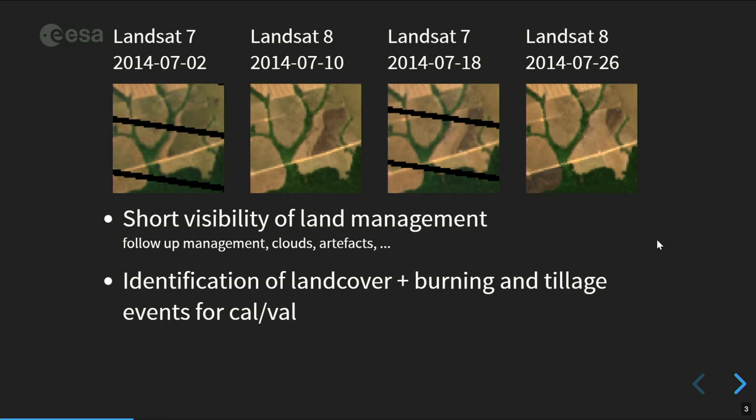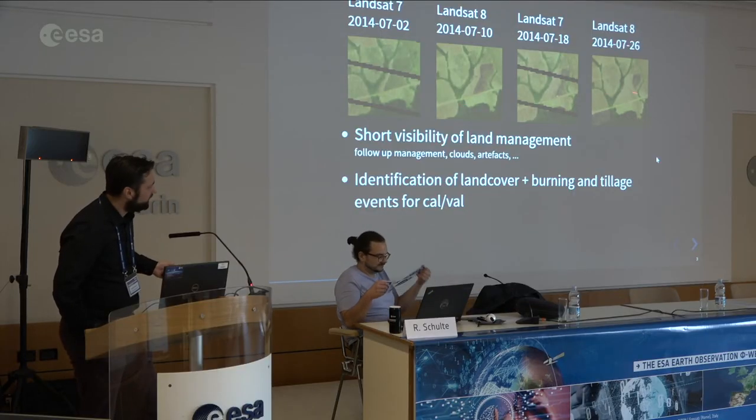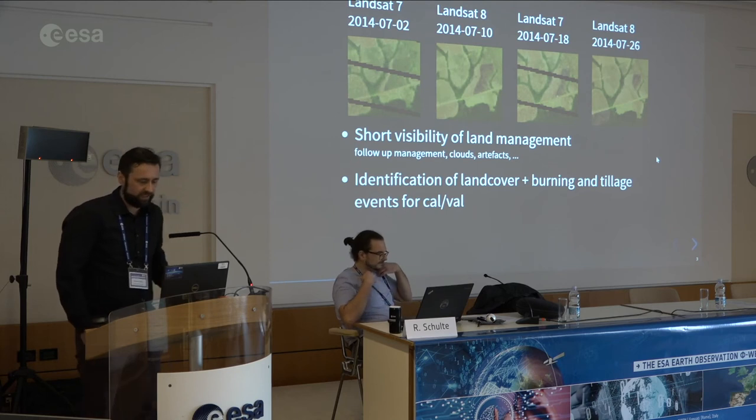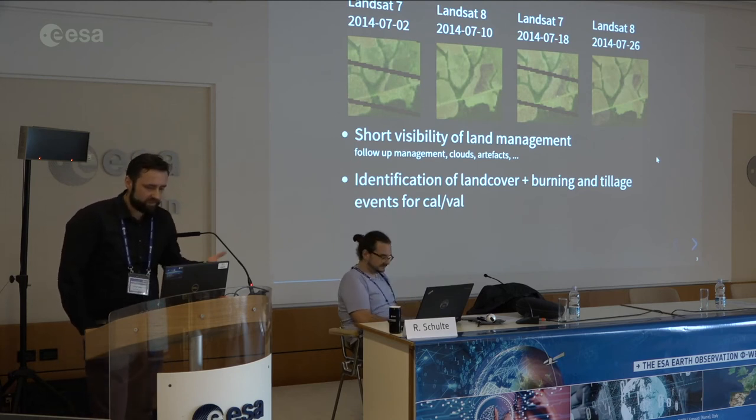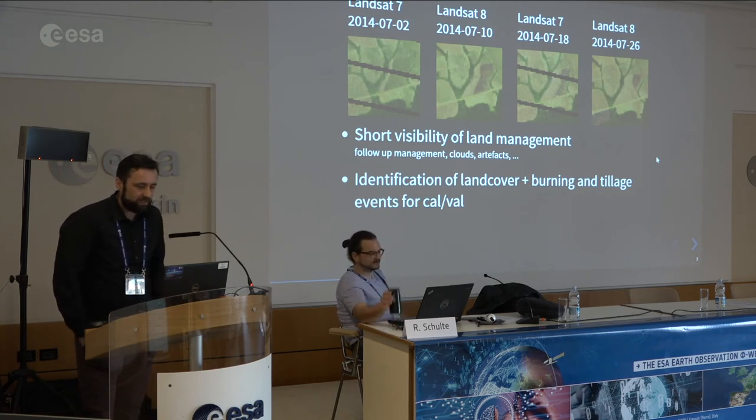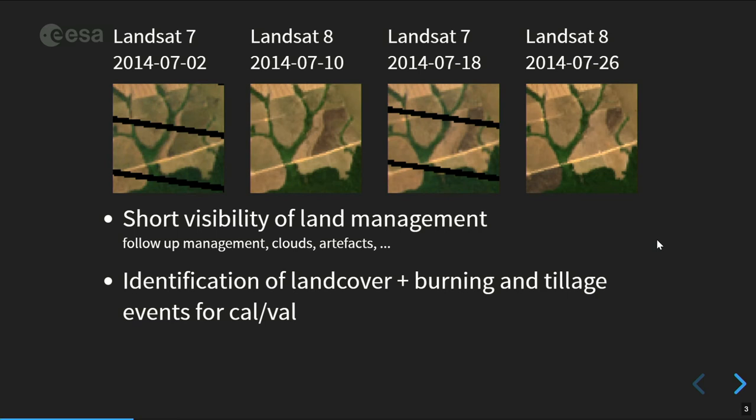Here we see an example from a Landsat time series, two sensors, Landsat 7 and Landsat 8. As you can see, there's a pasture in the middle that gets managed within steps of 8 days of this time series. You clearly see, for example, here, that this pasture gets burned, and a short while after, it already gets tilled here. So the burning is not visible anymore. To detect these management events, it is necessary to have as many observations as possible to clearly identify such events.